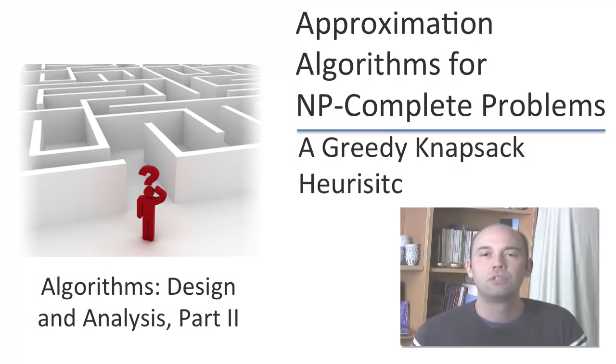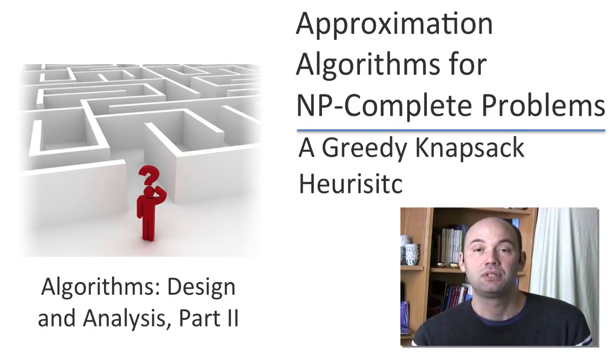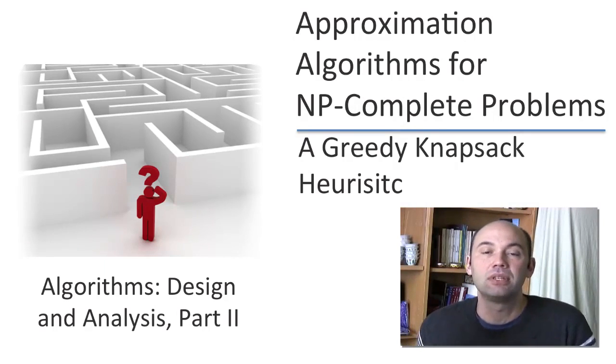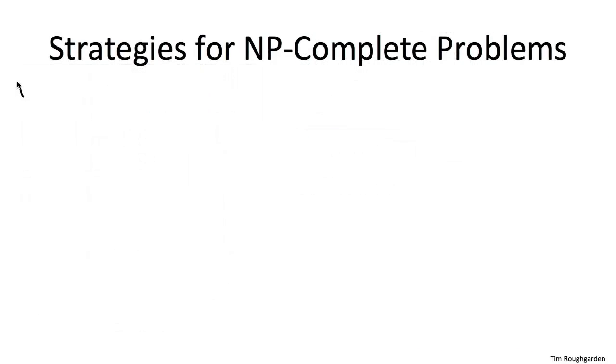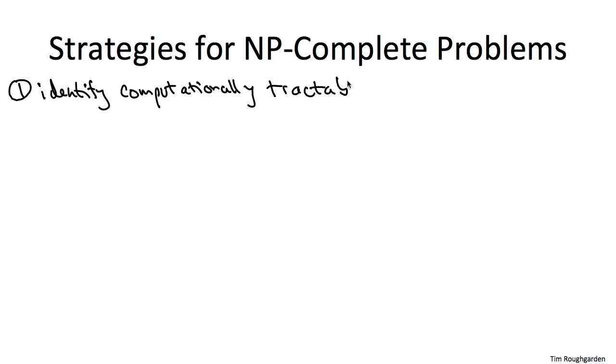This sequence of videos is about the design and analysis of heuristics, algorithms which are generally guaranteed to be fast, but not guaranteed to be 100% correct. As a case study, we're going to revisit the knapsack problem that we thought about earlier in the dynamic programming section. Let's briefly review the three strategies for dealing with NP-complete problems. All of these are relevant for the knapsack problem.